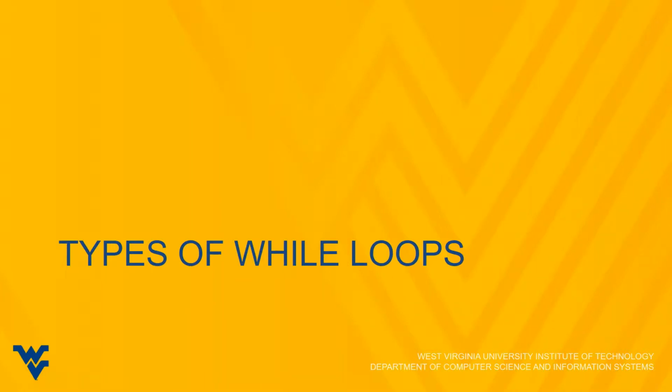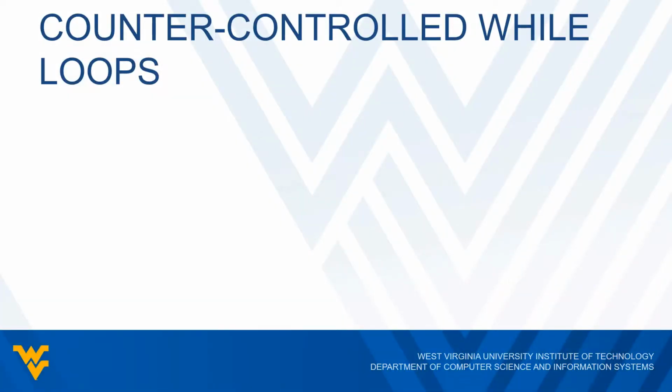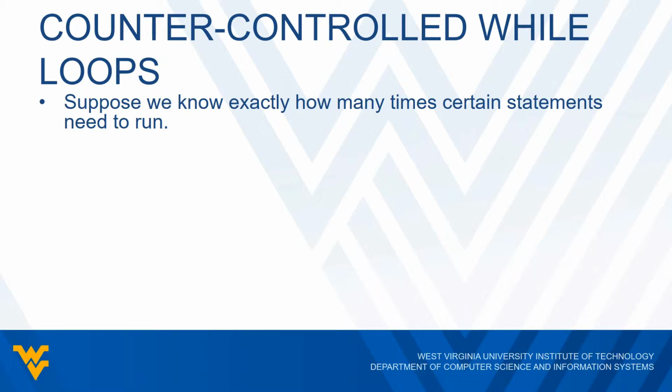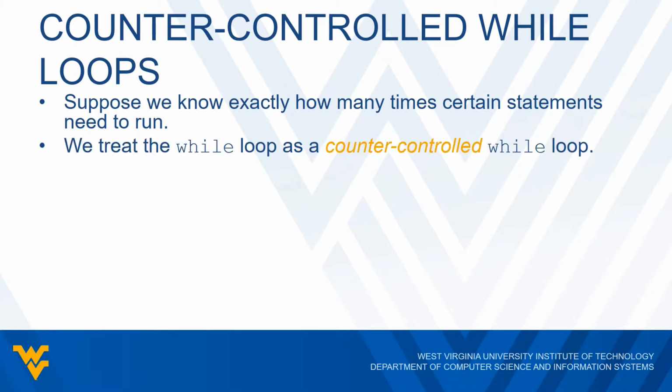We'll conclude today's lecture by looking at a couple different types of while loops. So let's say we know exactly how many times our statements need to run. In this case, we can treat our while loop as what we call a counter-controlled while loop. Now, we will later on discuss a better way to handle this called a for loop, but we'll worry about that later. Right now, we're talking about counter-controlled while loops.